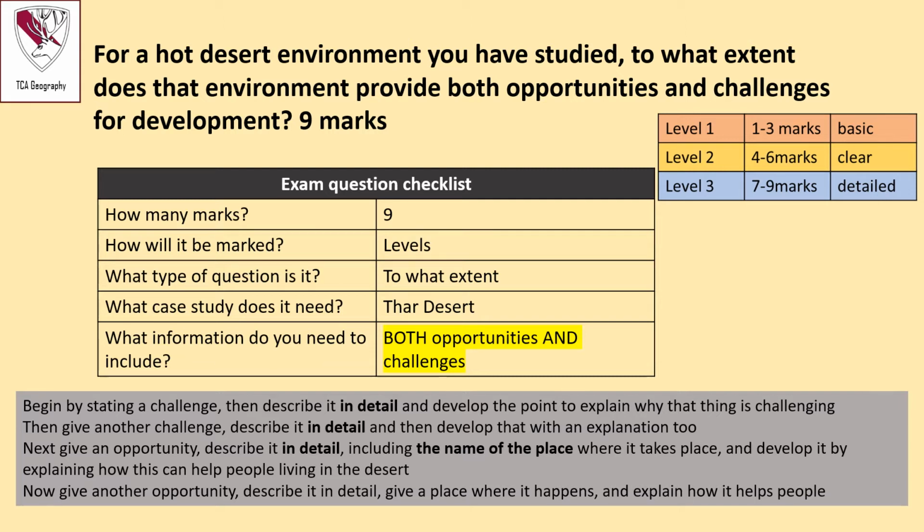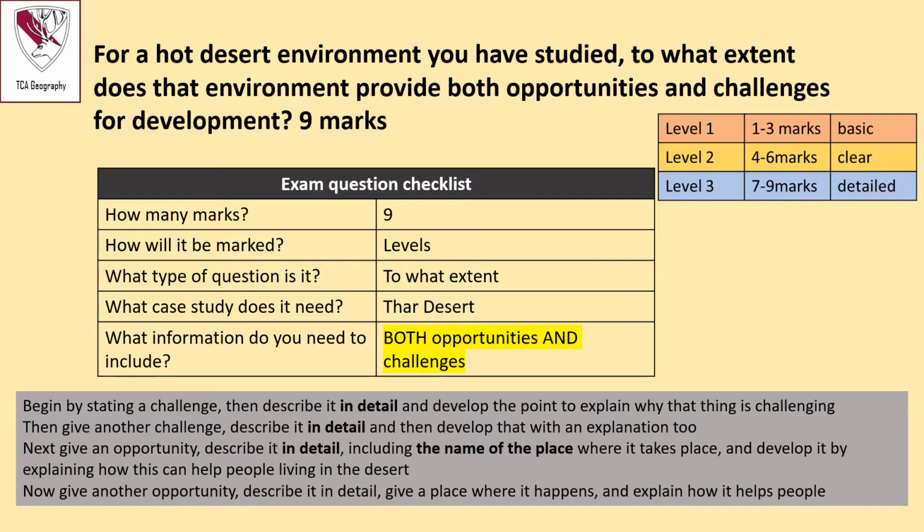So in the grey box at the bottom is a sort of idea of how you would do this. You'd state a challenge, describe it in detail, develop the point and explain why that thing is challenging, because that is showing how people are affected by that thing. Give another challenge, give some more detail, develop that with some explanation too. Then give an opportunity, describe it in detail, include the name of the place where this takes place, because we are aiming for level 3. We want detail in there.